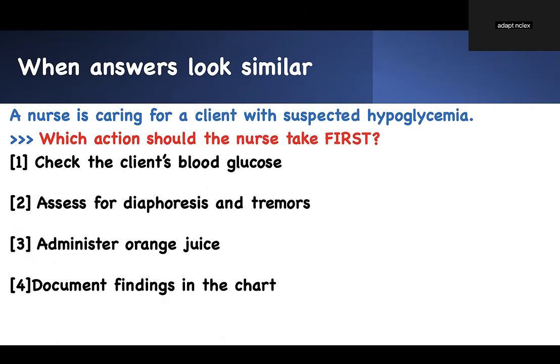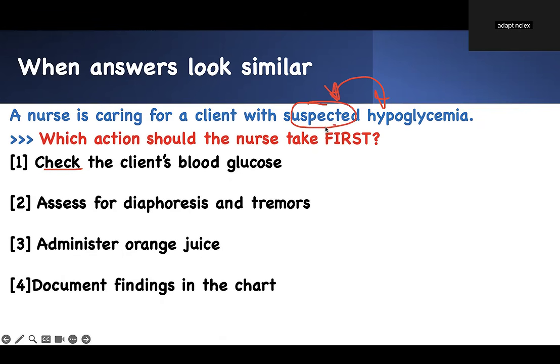Next one. When answers look similar, now I'm giving you an example. Which action should the nurse take first? A nurse is caring for a client with suspected hypoglycemia. I've told you the patient has suspected hypoglycemia. That means something has been done. That is your clue. I want you to pay attention to this. This is the test-taking strategy. Suspected. The word suspected. How do they know the patient has hypoglycemia? That means they have done something.